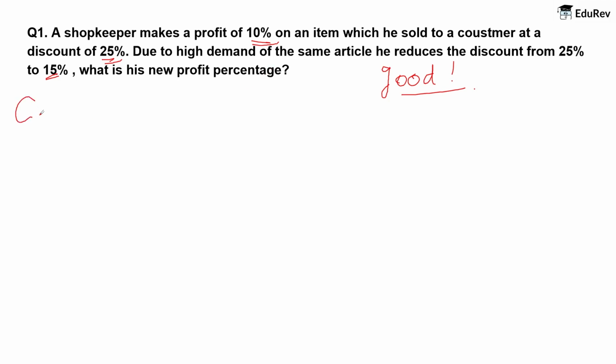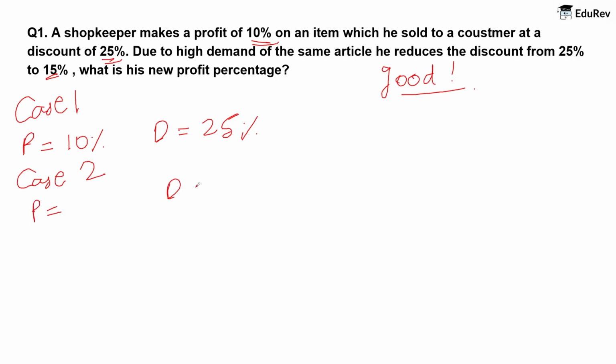So firstly, in the first case, the shopkeeper was making a profit of 10% while he was selling the article at a discount of 25% to the customer. And in the second case, now because the article is highly demanded, he reduces the discount from 25 to 15%. So we are supposed to calculate the profit percentage. Obviously, one thing is sure that this profit percentage in case 2 will be higher than case 1 because now the discount is less. So obviously the shopkeeper will earn more now. Okay, so let's start solving.